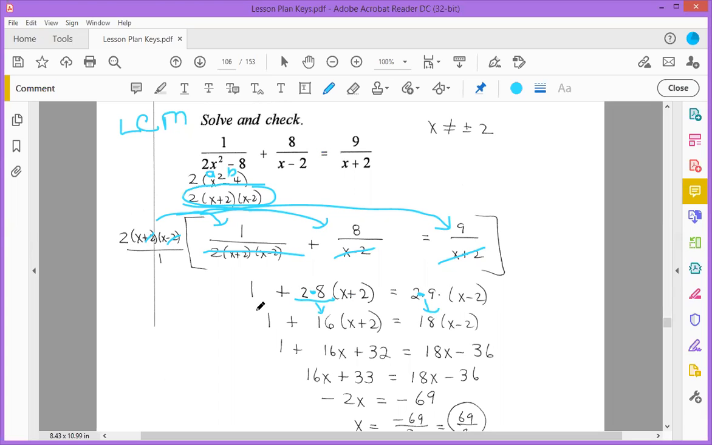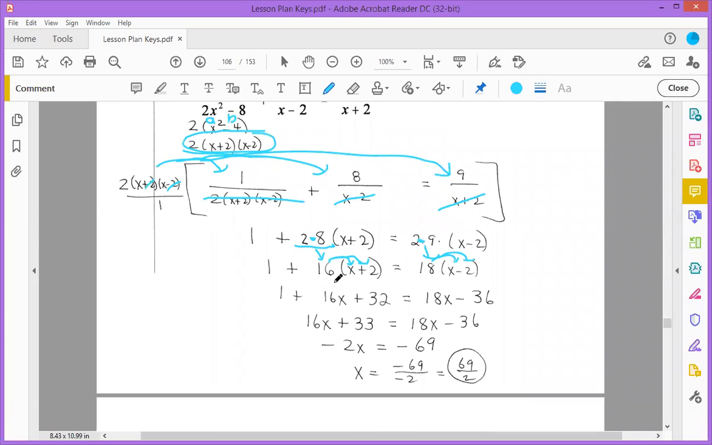So we'll carry down our 1 on the left side plus, and then 2 times 8 gives us 16. Carry down your x plus 2. Remember, we've got to distribute here. And then on the right side of the equal sign, 2 times 9 gives us 18. And remember, we've got to distribute times that x minus 2. Carry down your 1. And then 16 times x gives us 16x. And 16 times 2 gives us 32, equals 18 times x gives us 18x. 18 times minus 2 gives us negative 36.